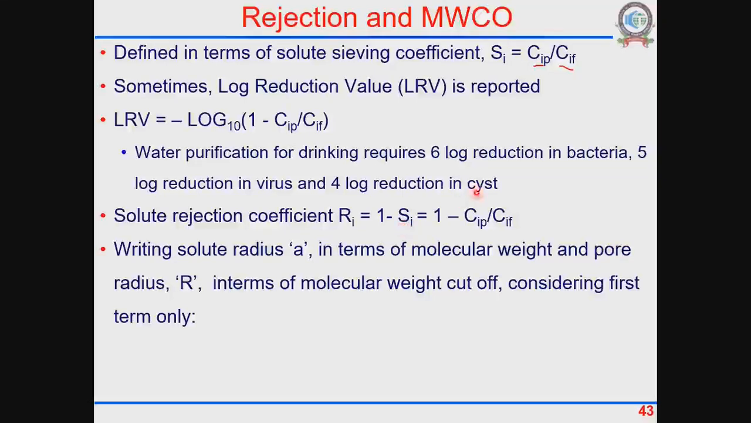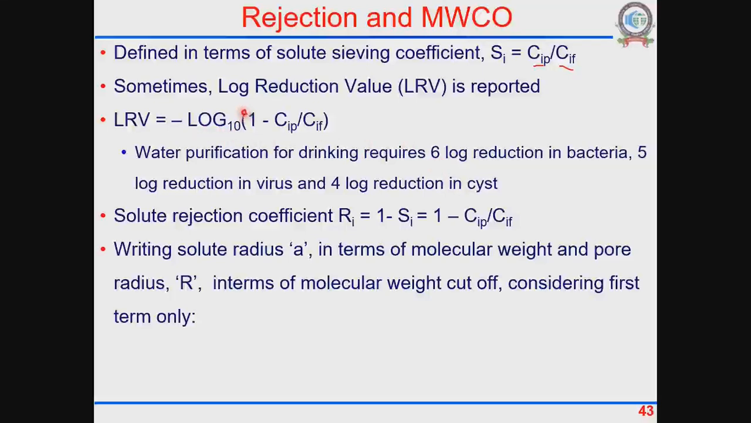Say for example, if we are talking about removal of bacteria from water, we require 99.9999% rejection of bacteria. If we are talking about viruses, very important these days, we require 99.999% rejection. These are all WHO guidelines. If we are talking about cysts, we require 99.99% reduction in terms of the cyst based on the permeate and the feed side. So sometimes we don't like to say so many nines.